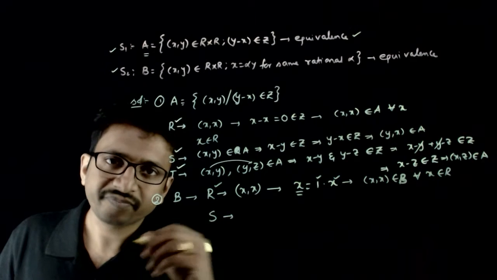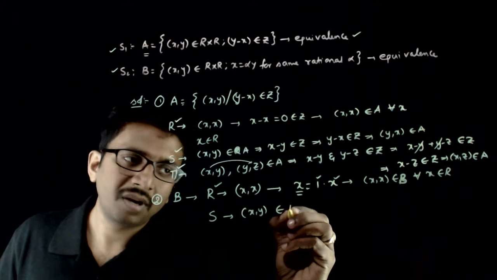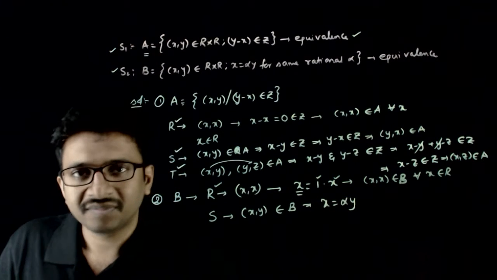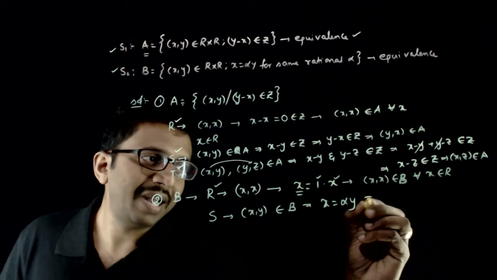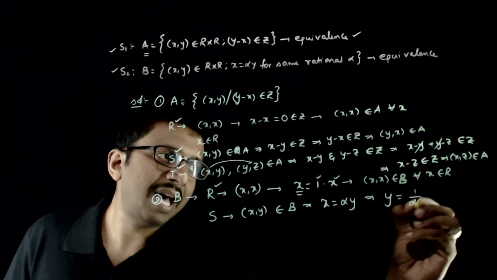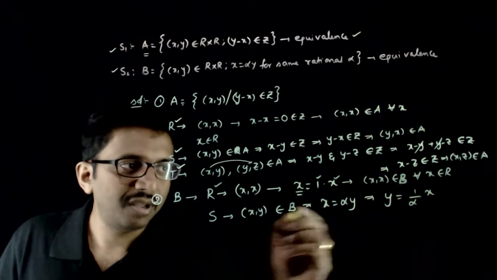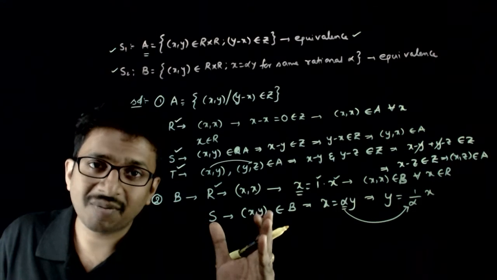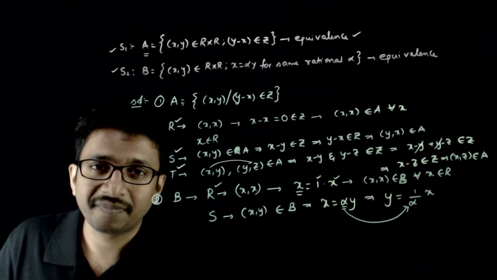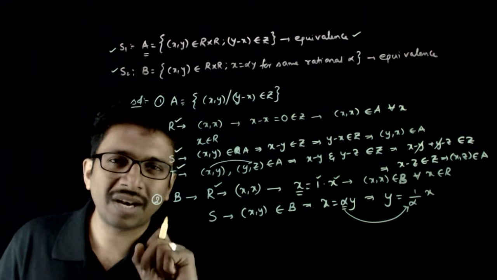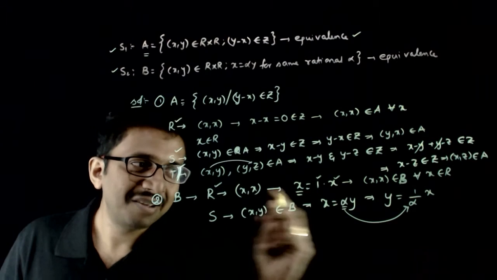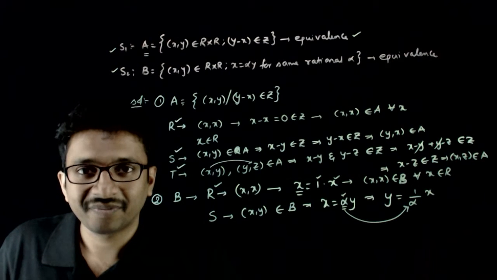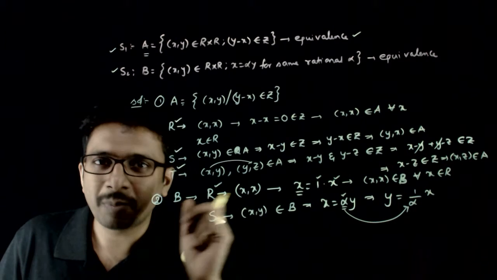Let us check for symmetry. Let (x, y) belong to B. That means x will be some alpha times y. This implies y is equal to 1 by alpha times x. If alpha is a rational number, can I be sure that 1 by alpha is also a rational number? Mostly true, but there is one exception. That is when alpha is equal to 0. When alpha is equal to 0, 1 by alpha will not be a rational number. Hence there is one case where there will be a problem for symmetry.